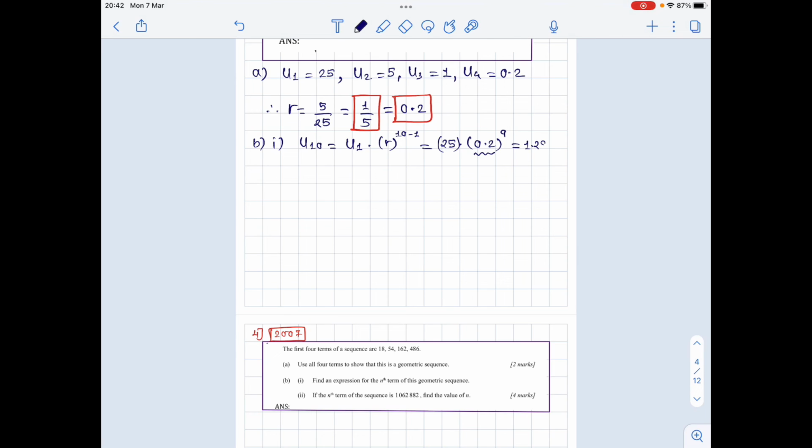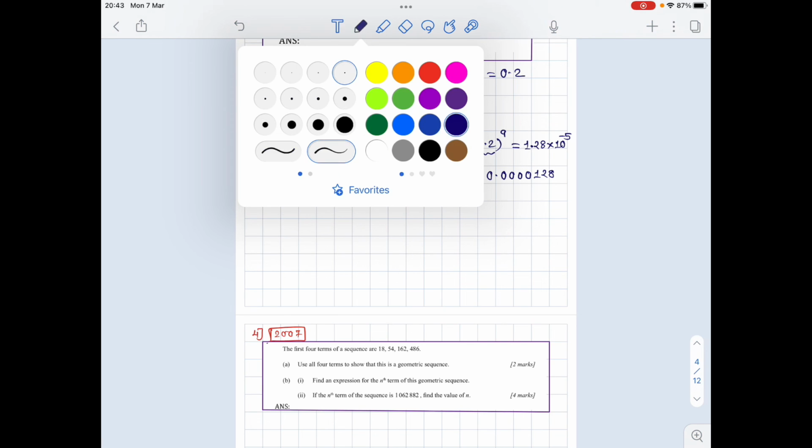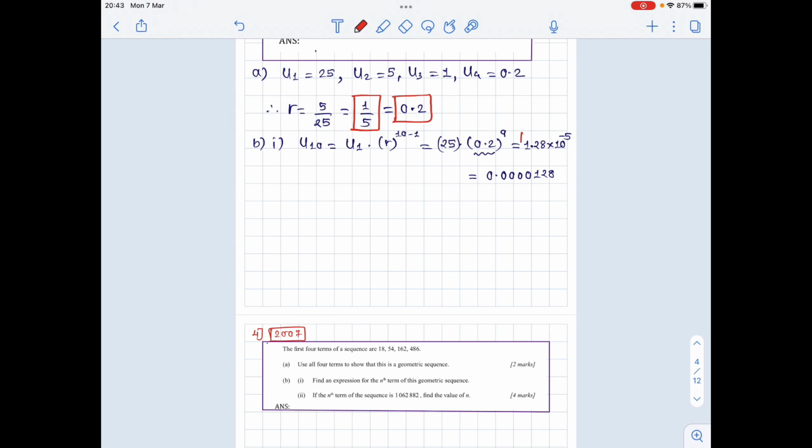1.28 times 10 raised to minus 5. Or you can write the same answer as 0.00005 zeros and then write 128 without a decimal. You can write any form, you will get the same, you will get equal marks.